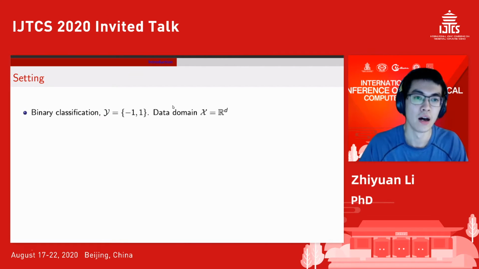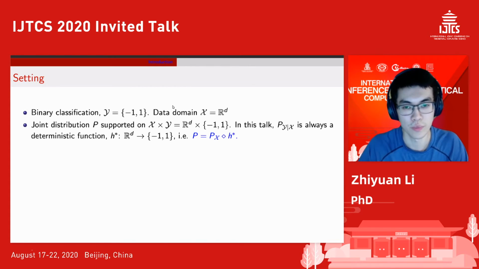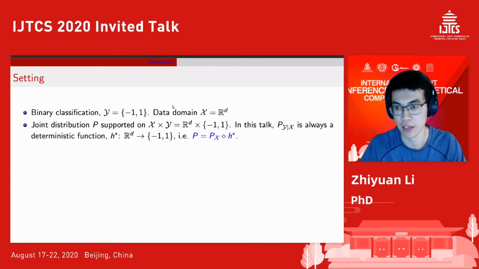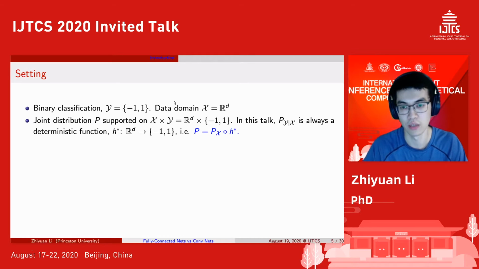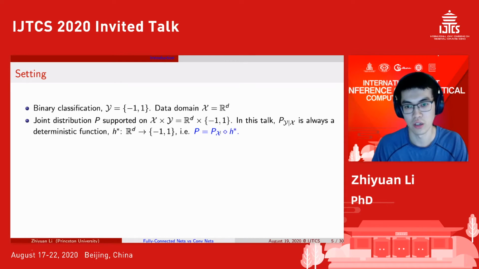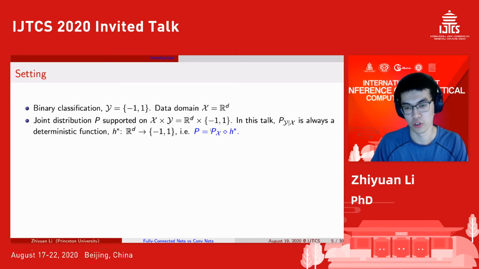So, settings. In this work, we mainly care about binary classification, and the domain is always the d-dimensional vector space. We use P to denote the joint distribution on X and Y. In this talk, the conditional distribution of Y over X is always deterministic, which can be represented by a function H star that maps from R^d to {-1, +1}. And we use this diamond to denote the composition of P_X, which is the distribution on the input space R^d, and H star, which gives the label over X. Throughout the talk, we will always use capital P to denote the joint distribution, and P_X for the distribution on the input domain.